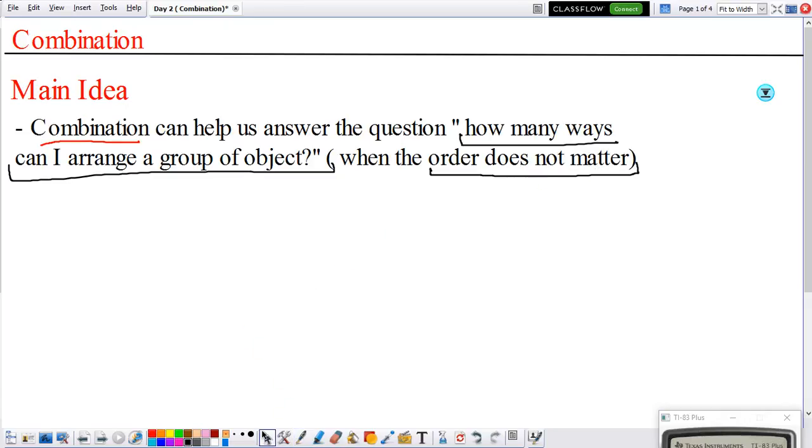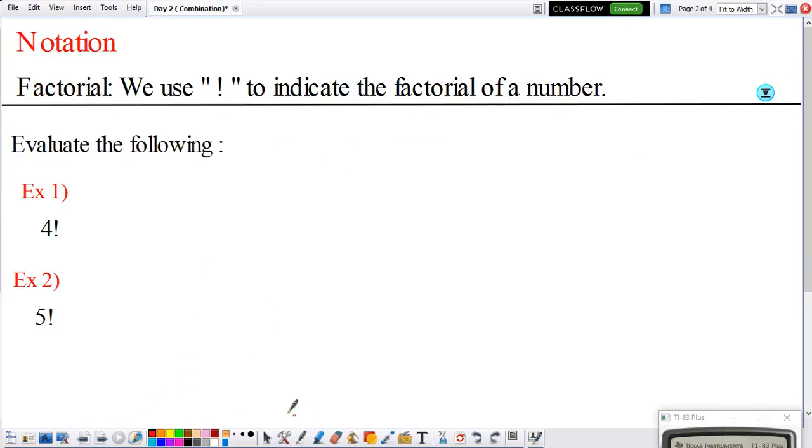But now, before we start talking about combinations, we need to get familiar with some notation. Now here, we need to talk about something called a factorial. For factorial, we're going to use the exclamation sign. We use the exclamation sign to indicate the factorial of a number. Now, you can think about factorial as some kind of multiplication in decreasing order.